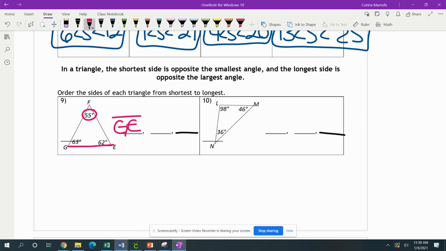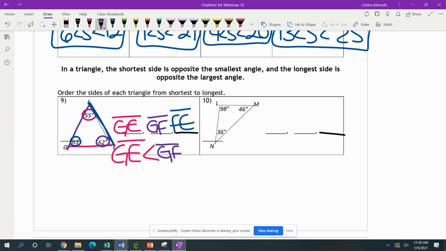Okay, then we look at the next one. So the next number would be the 62. And across the 62 is GF. And we look for the biggest one. So the biggest one, since we're going from shortest to longest, so the biggest angle 63, so the one across 63 is FE. And that should be the biggest. Now you may see it written like that. You can also see it written like that. So GE is less than, because it's the smallest one, GF is less than FE. Okay, so you can also see it like that. Okay, that's another way to write it.